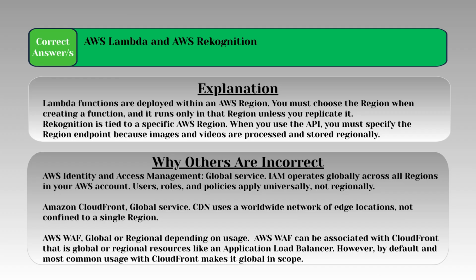Why others are incorrect: AWS Identity and Access Management, global service. IAM operates globally across all regions in your AWS account. Users, roles, and policies apply universally, not regionally. Amazon CloudFront, global service. The CDN uses a worldwide network of edge locations, not confined to a single region.